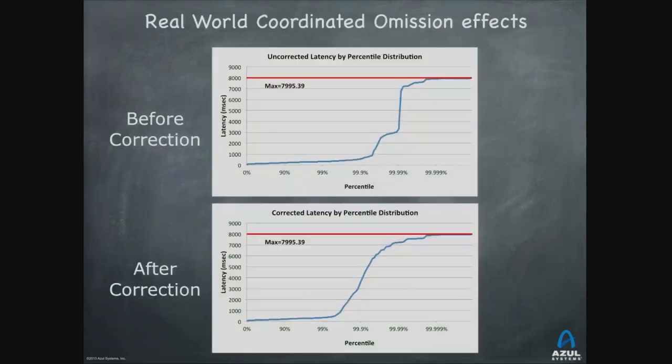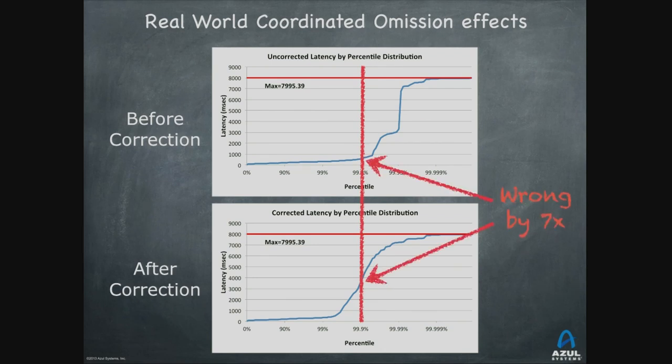Other real examples, this is a before-after picture on an actual prospect. This is a payment system, and the requirement was for 99.9% of things to be less than 1 second. Their lab tests were showing that it was, but their production was not doing that. And we went in and just took the log and corrected it, and we found that their actual log showed these numbers, and they were 7x off at exactly the requirement point. By the way, this is JMeter.